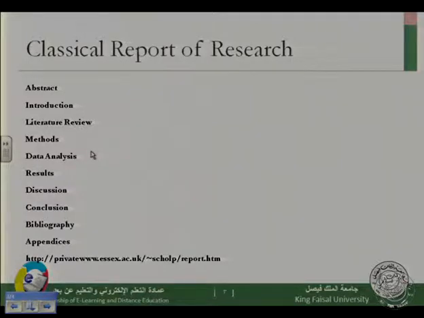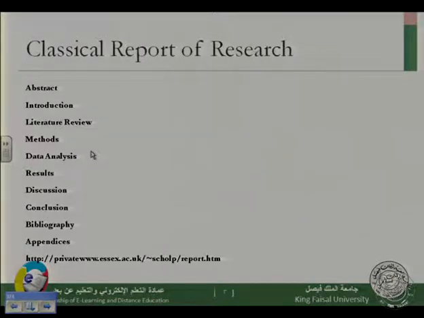Then we go to the second chapter or section, depending on the purpose of your research. We have something called the literature review. This is very important. A literature review is like you go and read everything about your topic, any similar research about your topic. Let's say that I want to do a research about the effectiveness of using computers to teach English grammar.